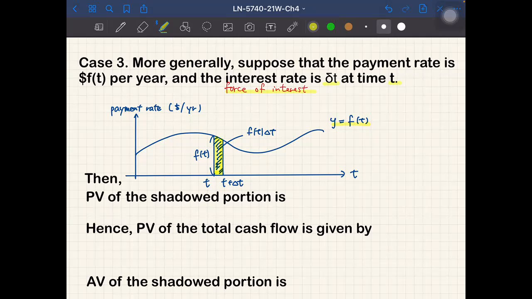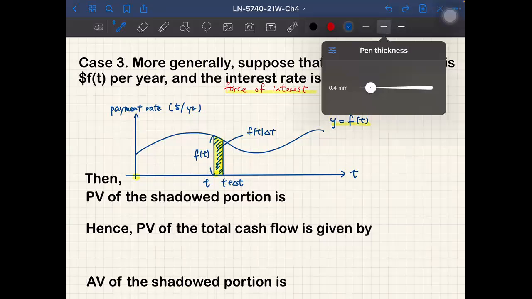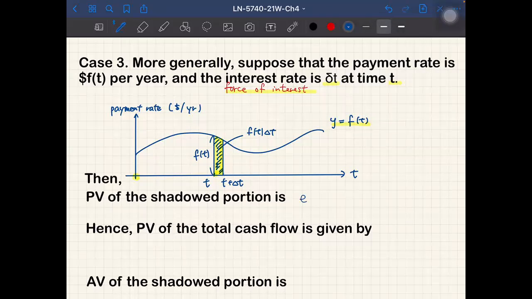Remember that when the force of interest is given, and we want to discount the value from time t to 0, we have to multiply by e to the power negative integral from 0 to t of delta sub r dr, times the amount. The amount is f of t delta t.